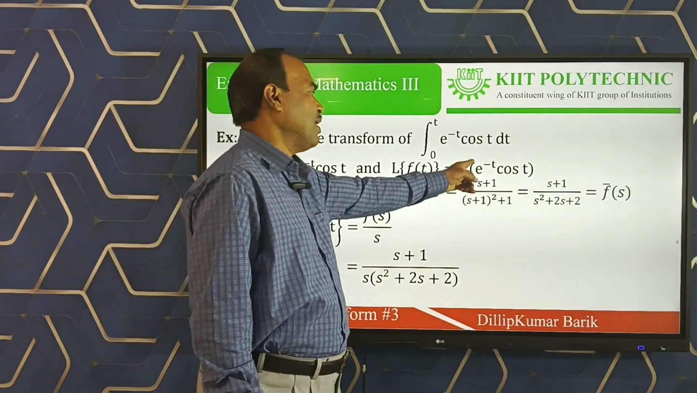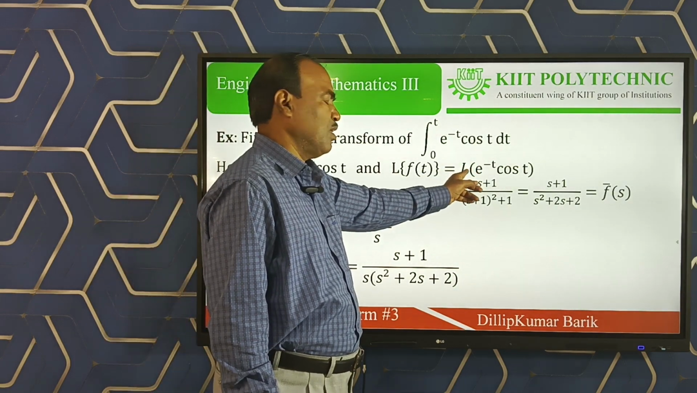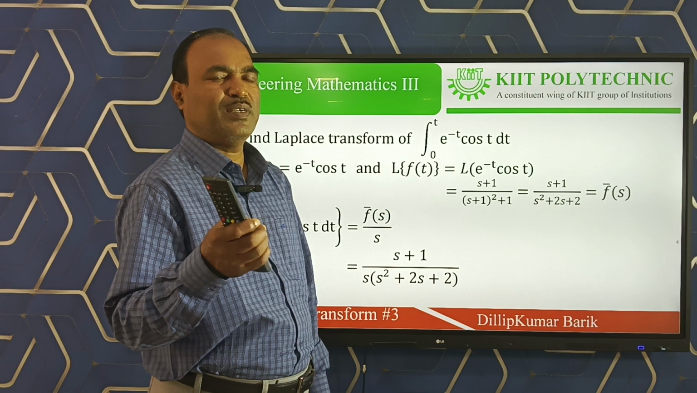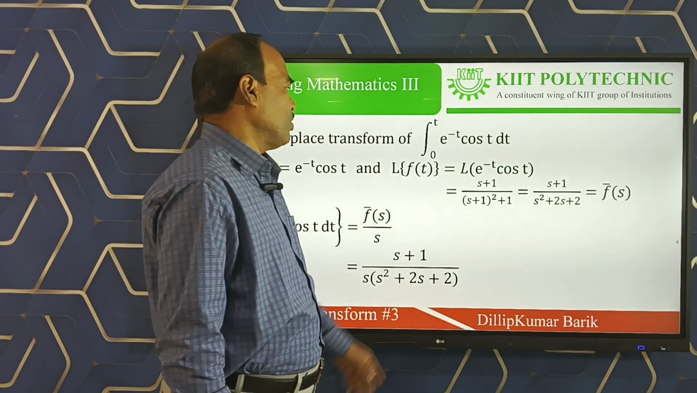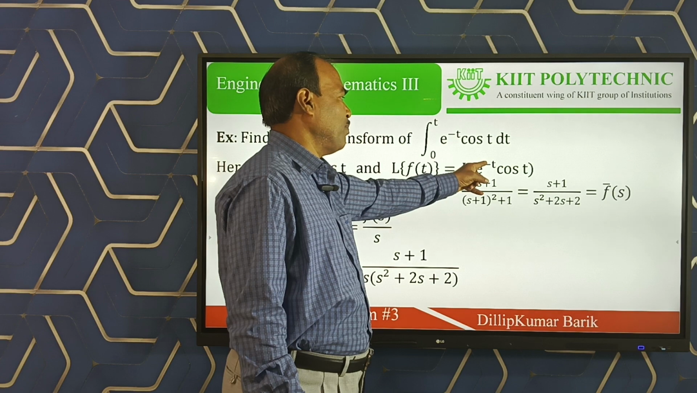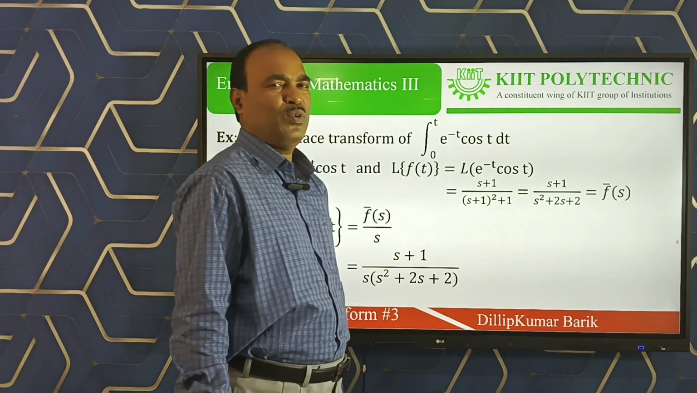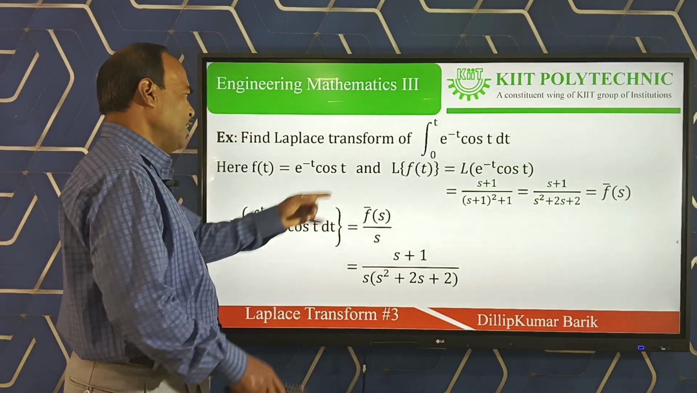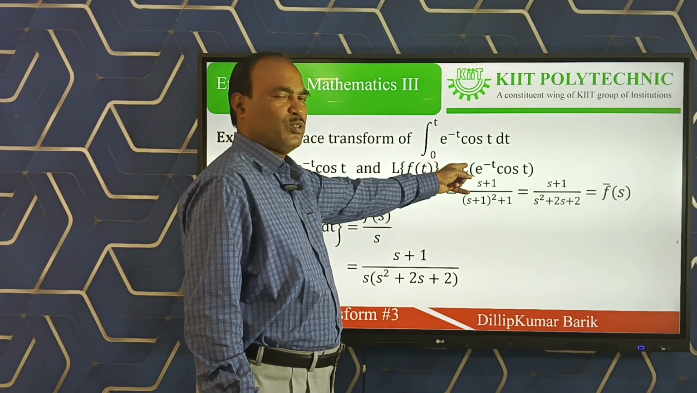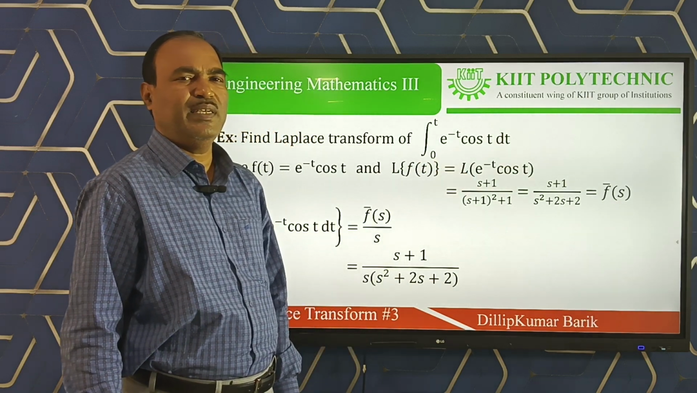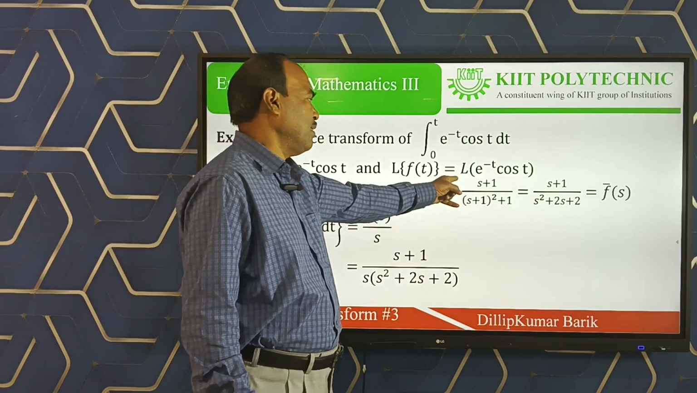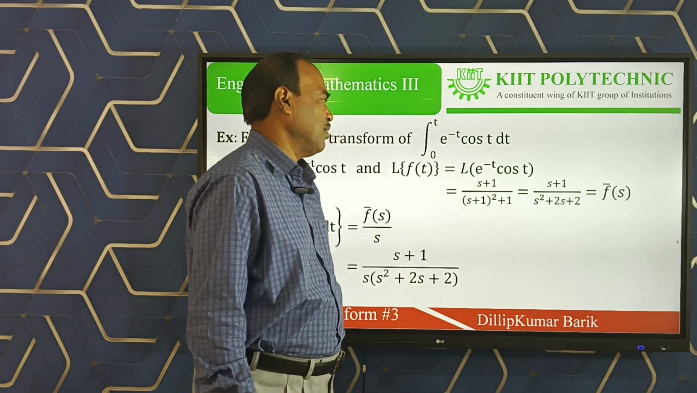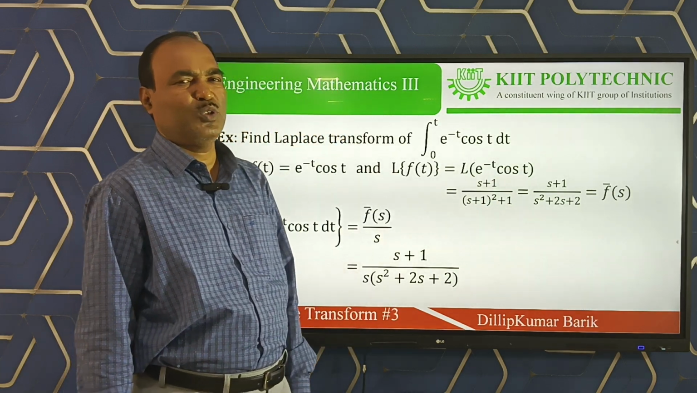Now see here, there are two functions multiplied, but out of the two functions, one function is exponential. So when one function is exponential, it comes under the first shifting property. So first we find what? Laplace of cos t. Cos t Laplace we know is s by s square plus 1. Next, e to the power minus t means the t coefficient here is minus 1. So the only change is s replaced by s plus 1. So s plus 1 by s plus 1 whole square plus 1. That means after simplification, s plus 1 by s square plus 2s plus 2.